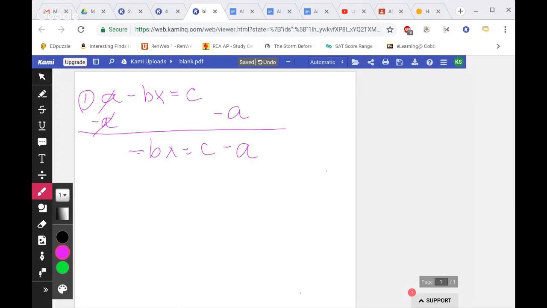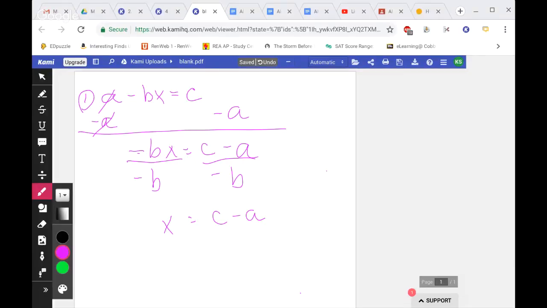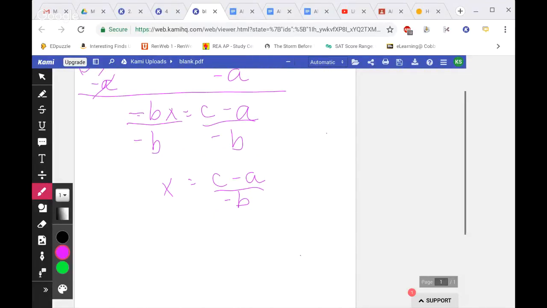And now, to get X all by itself, it's being multiplied by the opposite, or negative B. So we would divide both sides by negative B. C minus A all over the opposite of B.